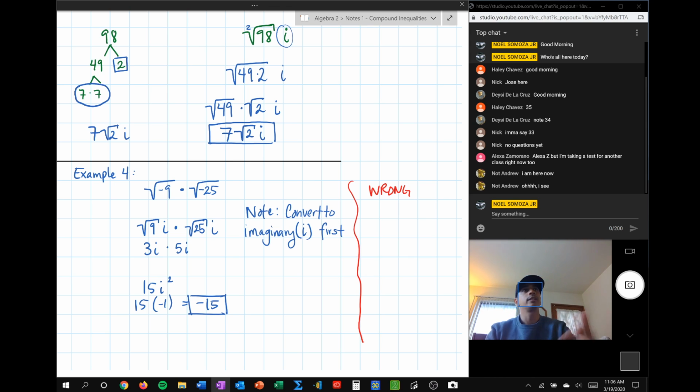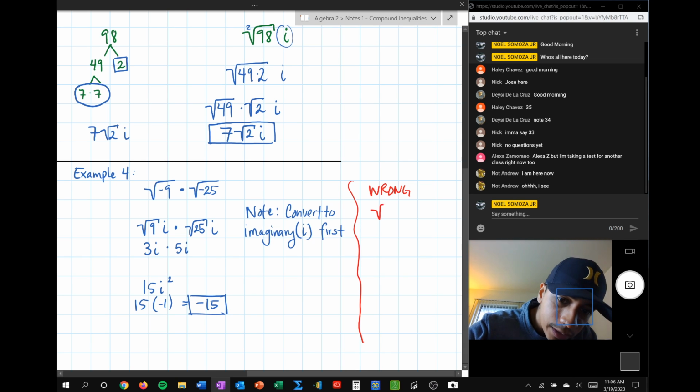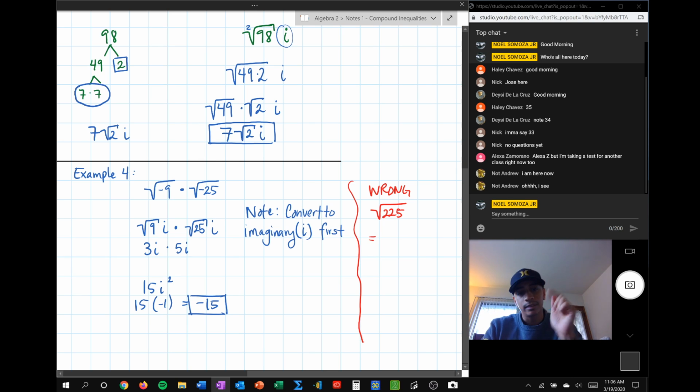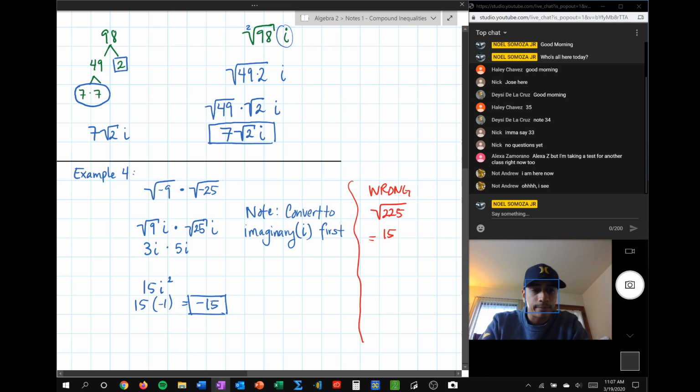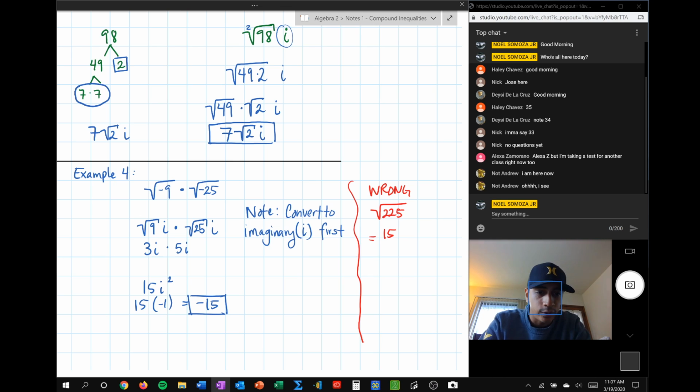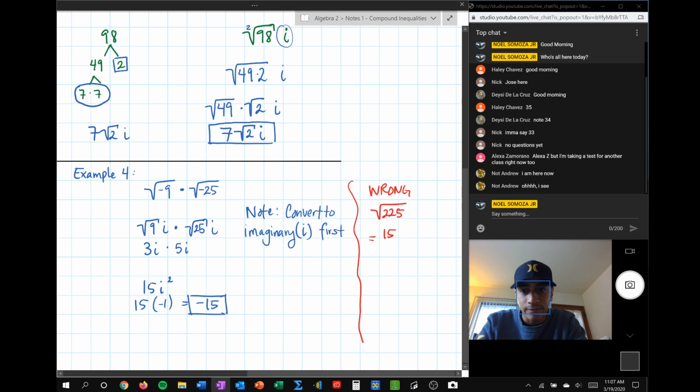Well, 9 times 25, that's going to be 225. Negative times negative becomes positive. So you end up with the square root of 225. And then you might think, okay, I can take the square root of that. Because it's a positive, you're going to give me the positive of it. Do you see why it's the wrong way to do it? You get the wrong number. You get 15 instead of negative 15.